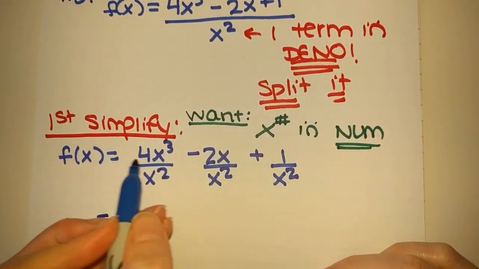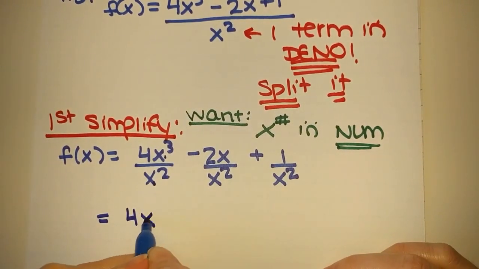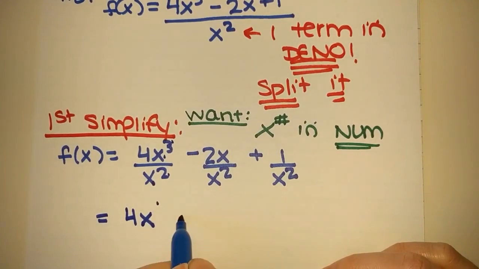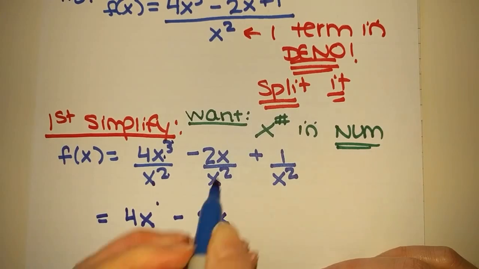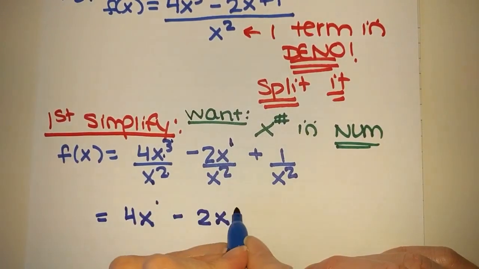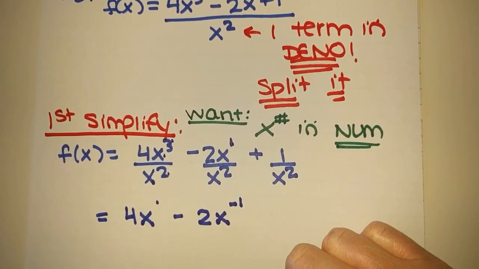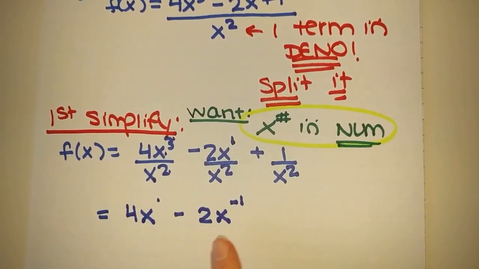All right, so to do this, we have first the x cubed over x squared. We simplify, subtract the exponents. 3 minus 2 gives us x to the first. Here, when we subtract the exponents, we're going to get 2x. Now, when I take 1 minus 2, I get a negative 1 exponent. I could move that down into the denominator to make it positive, but remember, we want x to a number in the numerator, so I will keep it written just as follows.